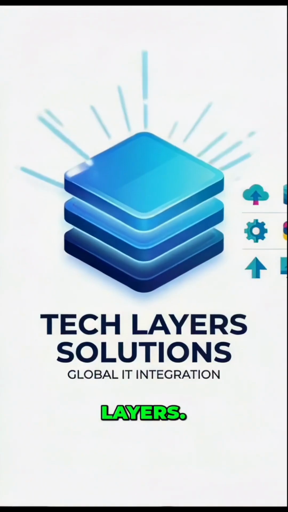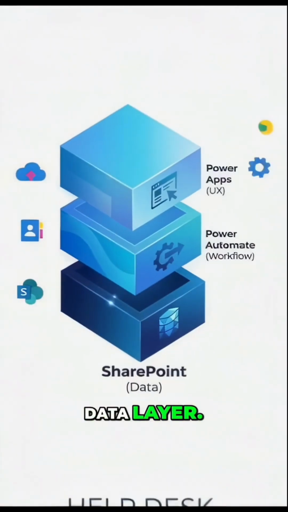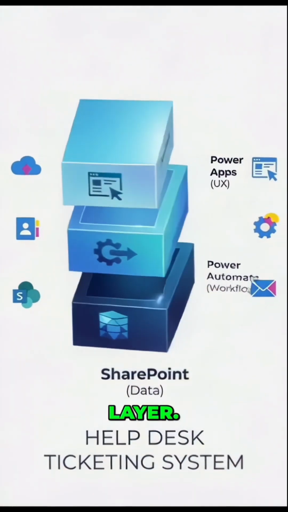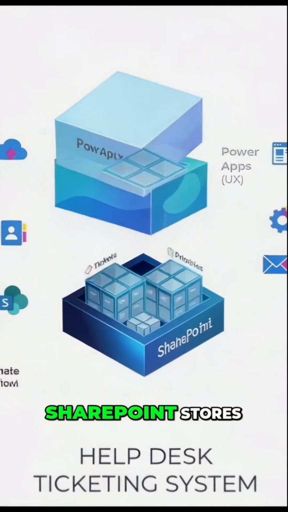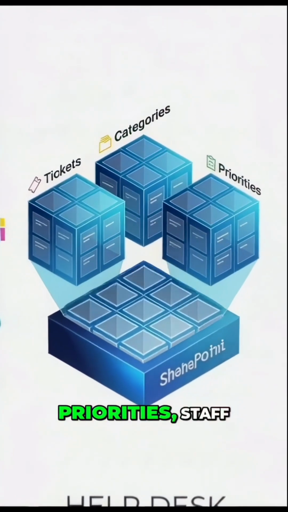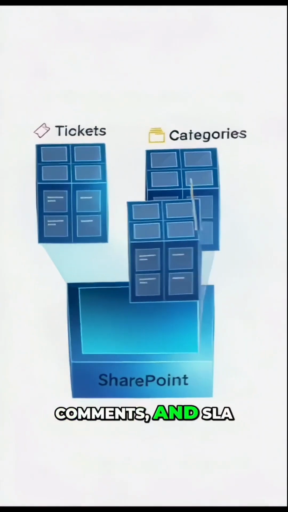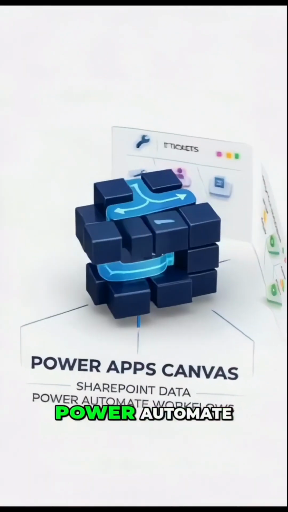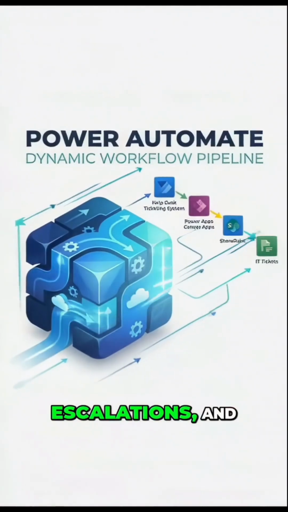Think of the system in 3 layers. SharePoint is the data layer. Power Apps is the user experience layer. Power Automate is the workflow layer. SharePoint stores tickets, categories, priorities, staff assignments, comments, and SLA rules. Power Apps gives users and agents a clean interface. Power Automate handles alerts, escalations, and updates.